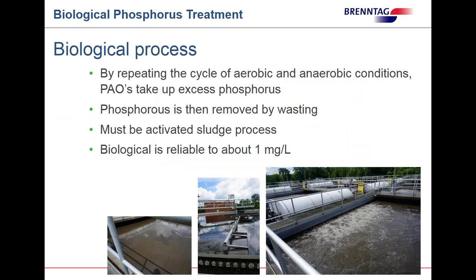So by repeating this cycle of aerobic and anaerobic conditions, the phosphorus accumulating organisms take up excess phosphorus. The phosphorus is then removed by wasting. This must be an activated sludge process, and biological treatment for phosphorus reduction is reliable to about 1 milligram per liter.